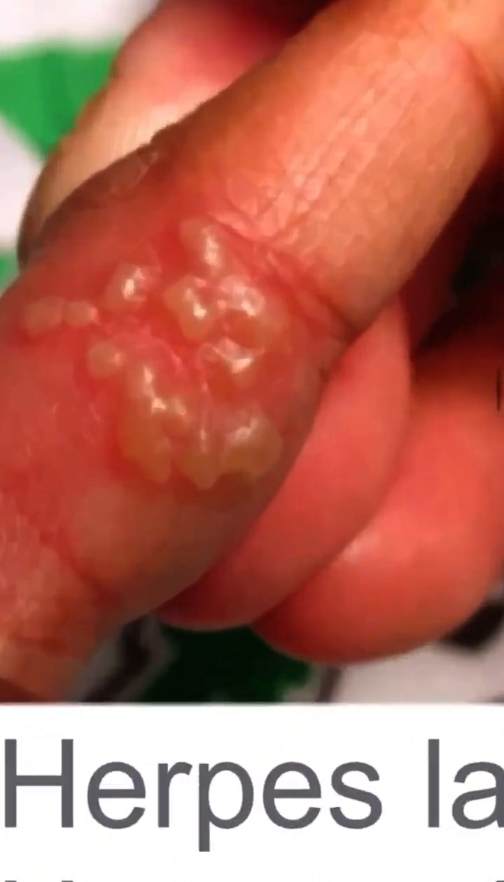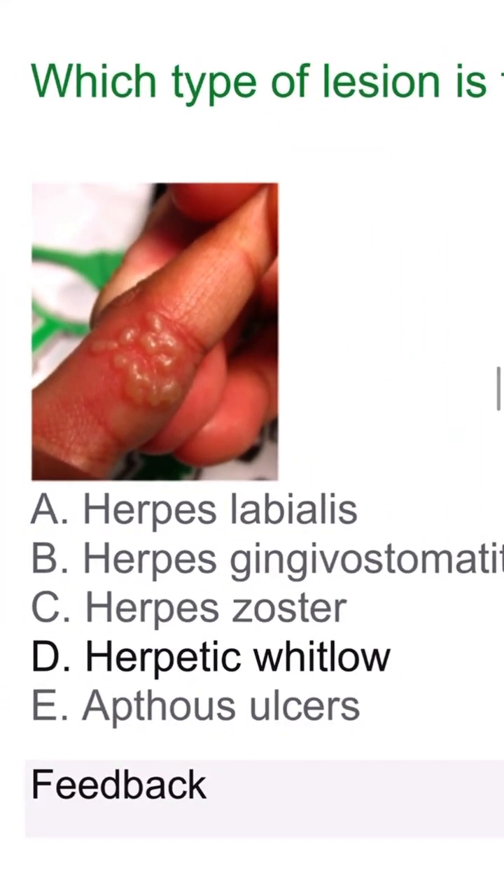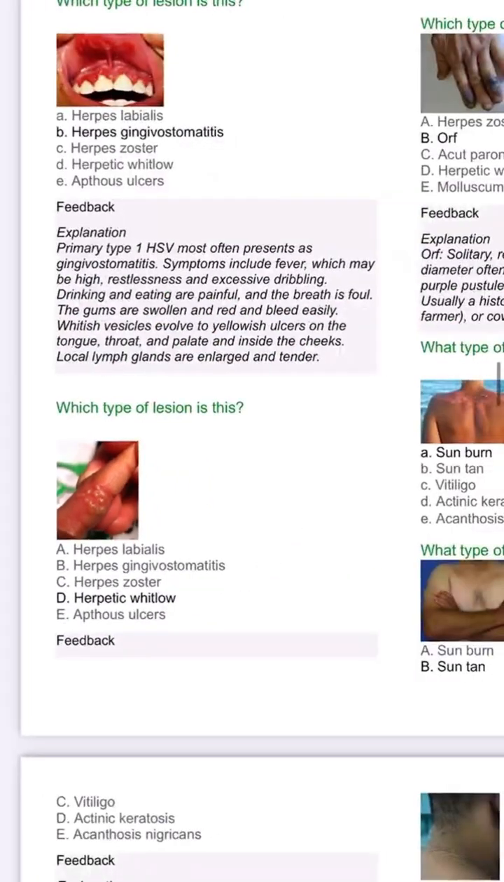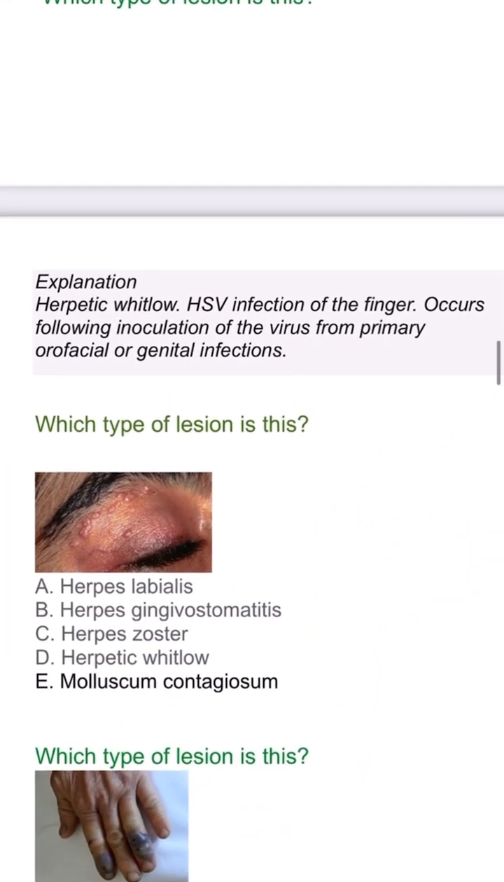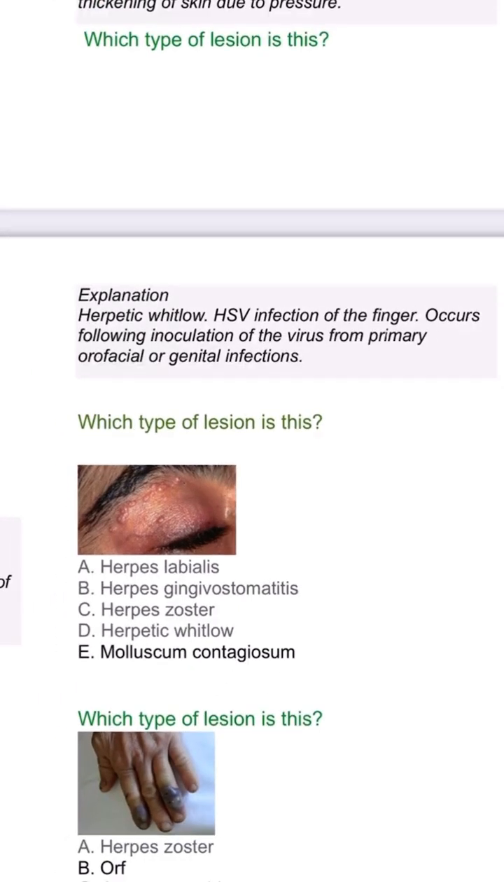Which type of lesion is this? You can see here on the finger. So it is herpetic whitlow. Here is the explanation. Herpetic whitlow is also a herpes simplex virus infection of the finger. It occurs following inoculation of the virus from primary orofacial or genital infections. So herpetic whitlow.